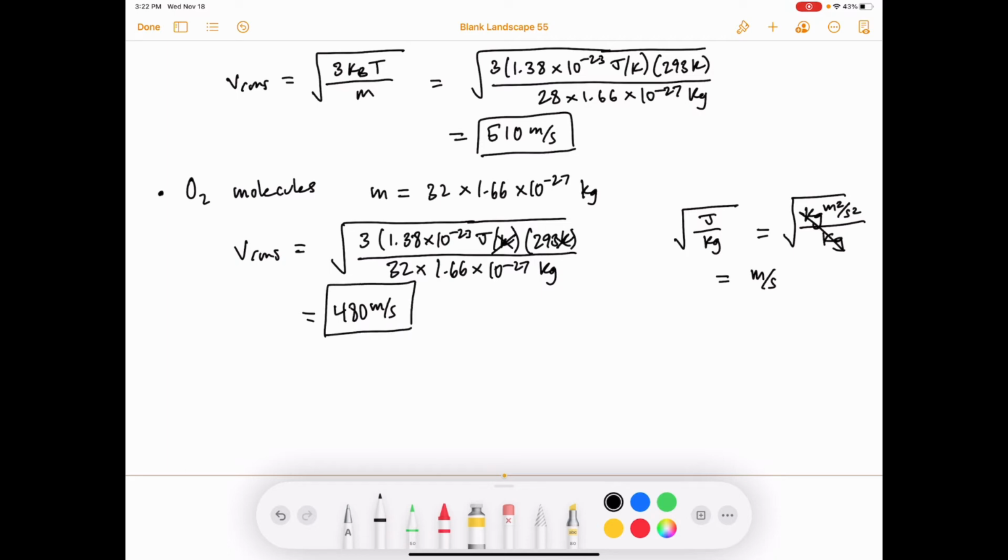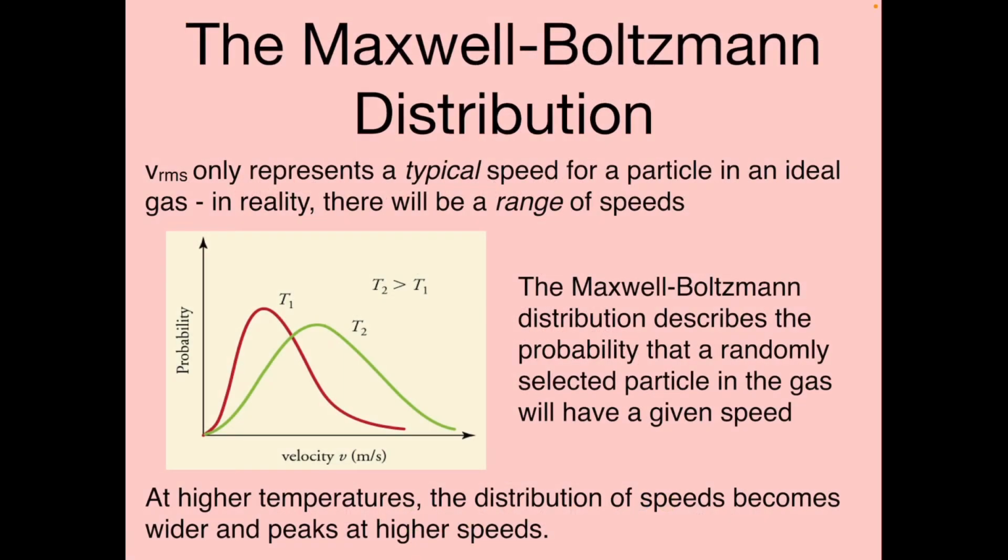So the oxygen molecules, O2, are moving slightly slower because they have more mass, okay? They have the same kinetic energy as the N2 molecules, but because they're more massive, they move slightly slower. So more massive molecules move slower on average. Okay, that's the idea.